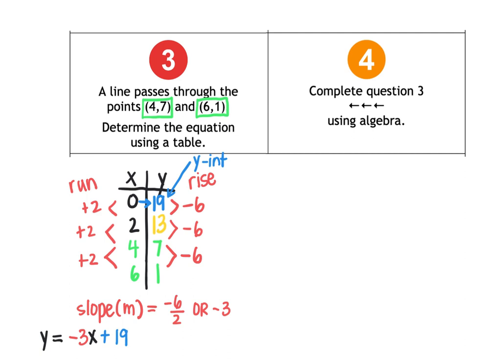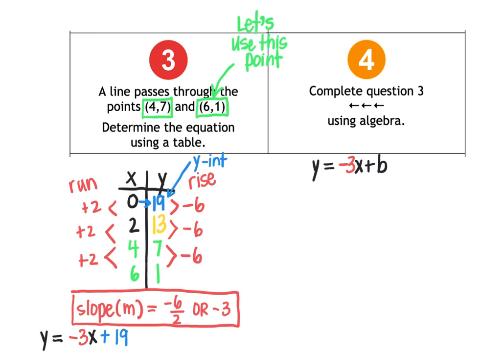Question number 4 asks us to do the same question except use algebra. We already know the slope to be -3 from our table. So we have y equals -3x plus b, and we can use one of our points to find the b value. Let's use 6, 1. The 6 is your x value and the y is the 1. So we'll sub in 1 equals -3, that was our slope, times 6, that's our x value, plus b.